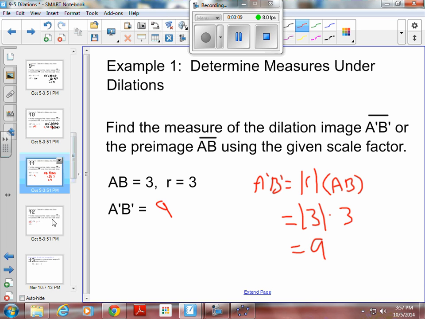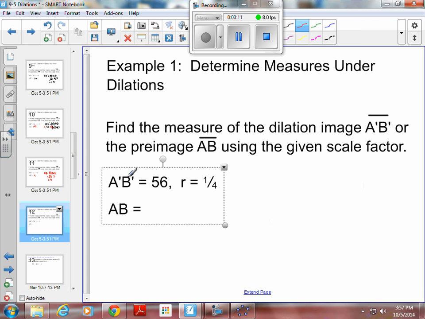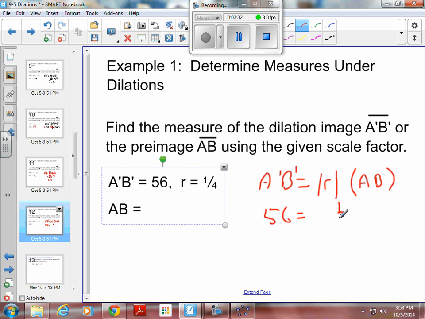Let's do one more of those. So find the AB, the original pre-image. So A prime B prime, the distance of my image, how long my image is, is equal to my scale factor times the length of my pre-image. And so 56 is going to be equal to the absolute value of 1/4 times the length of my pre-image, AB.